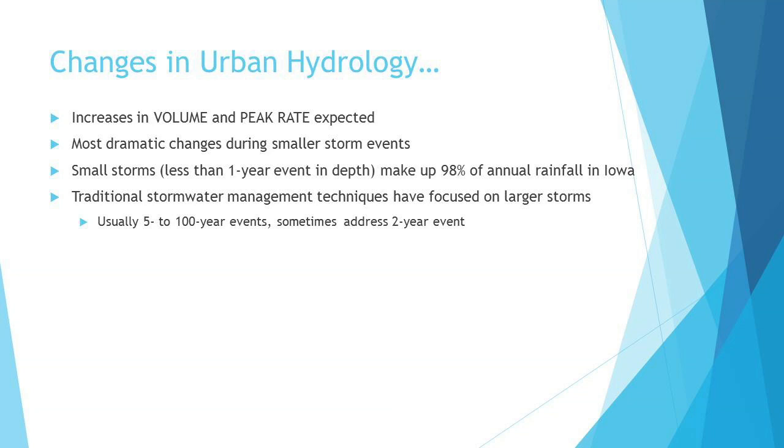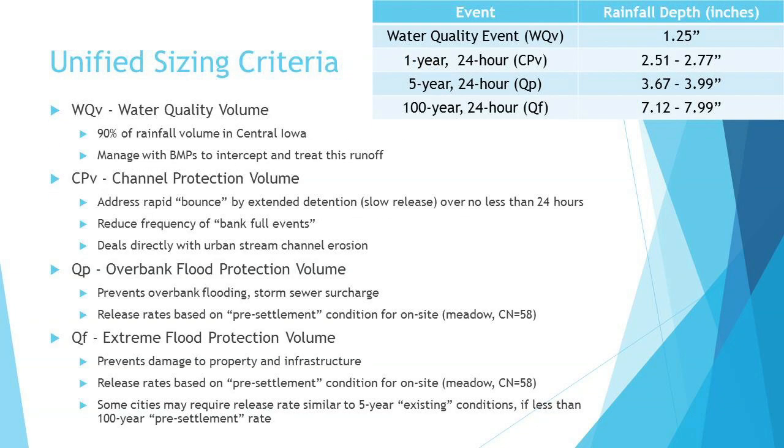And that leads to the development of the unified sizing criteria, which is basically a 4-tiered system where we look at a water quality standard, where 90% of our rainfall is 1.25 inches or less. So that's one standard. Then we have the channel protection standard, which addresses that 1-year storm event. And then we look at overbank flood protection, which is usually about that 5 or 10-year storm event. And then storms larger than that fall in this extreme flood protection category.